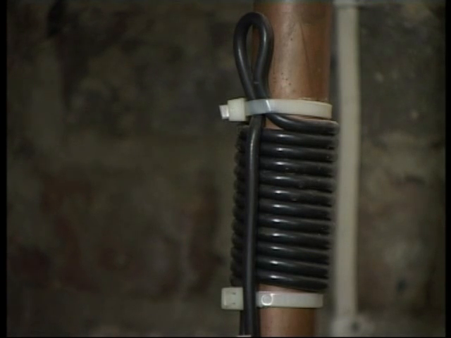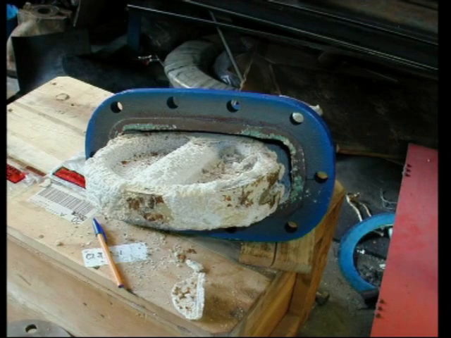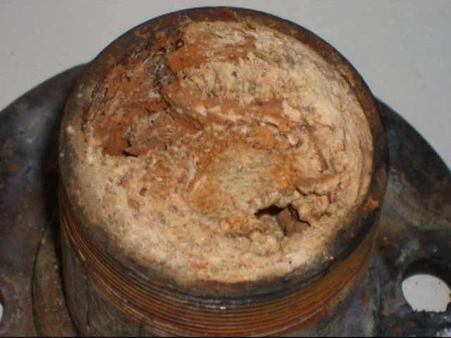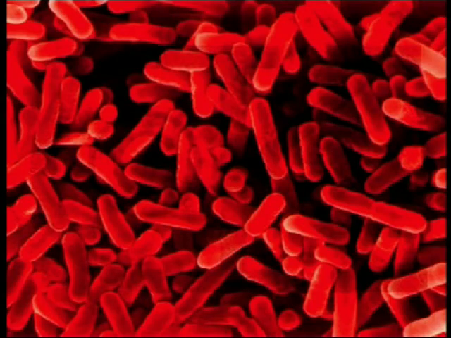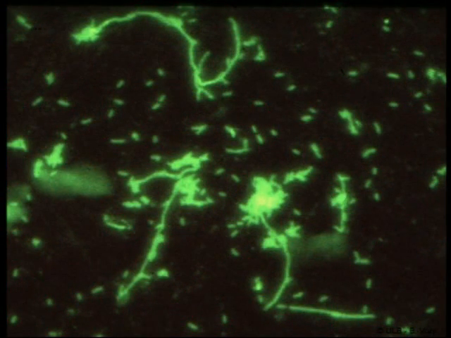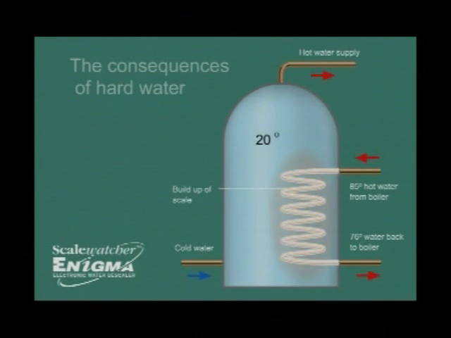Keeping scale under control is also vital from a health point of view. In the same way that scale causes gum disease in the mouth, it can also provide a deadly breeding ground for bacteria like Legionella pneumophila, responsible for causing Legionnaires' disease. By insulating the heat exchanger, scale prevents the heat getting through, which can mean the water fails to reach the necessary 60 degrees to become pasteurized and kill off these dangerous bacteria.